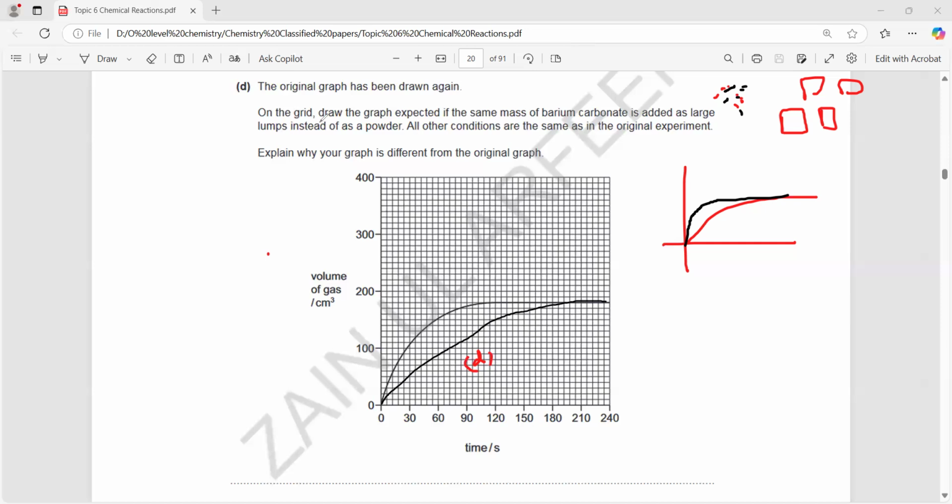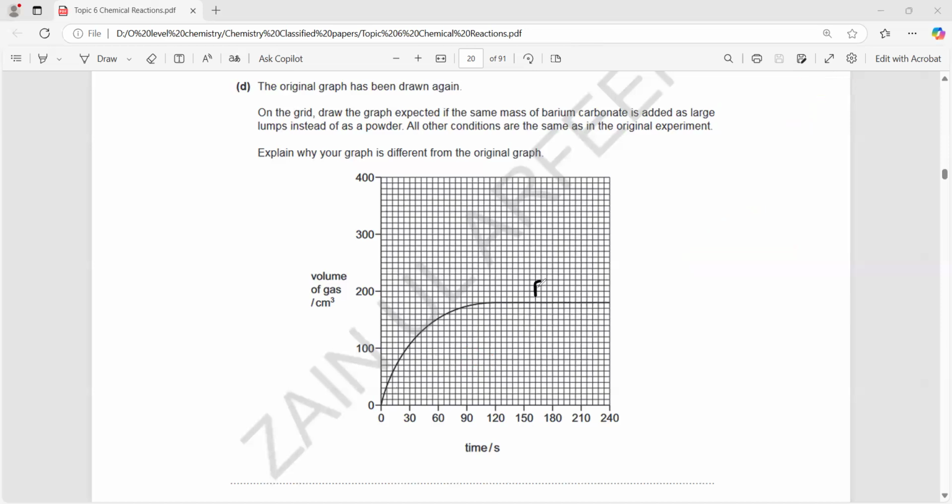So in the question, they mention that this is a graph for a powder. A powder will react much faster. Now we have to sketch a graph for the lumps. The lumps will have a small surface area, so they will react slower. When a reaction is slower, it is less steep. So it will take longer to complete. This will be the graph for D. So fine powder will react much faster compared to solid lumps.